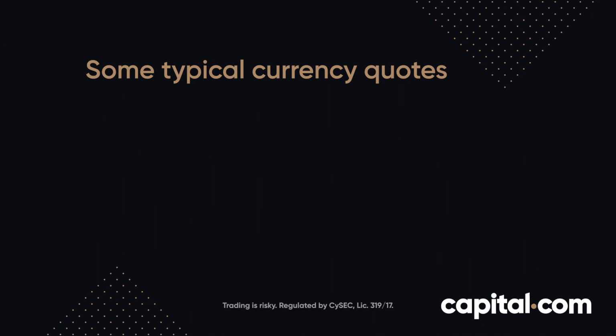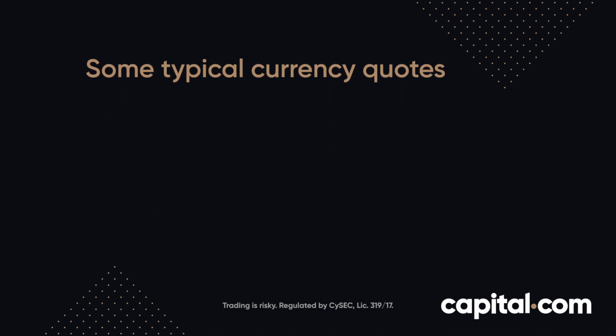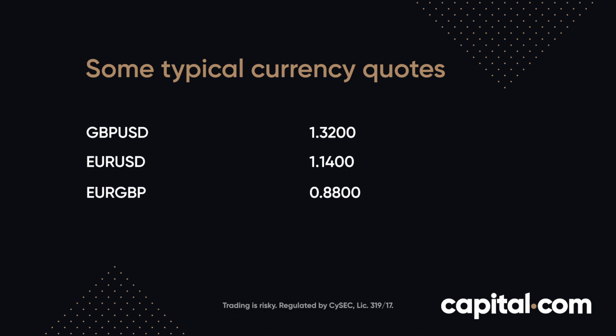So let's get started and take a look at what some typical currency quotes look like. We've got four here: Pound US dollar 1.3200, Euro US dollar 1.1400, Euro sterling 0.8800, and dollar Japanese yen 110.00. What does this actually mean? Let's go back. Pound US dollar, 1.32. This means that £1 would buy 1.32 US dollars.